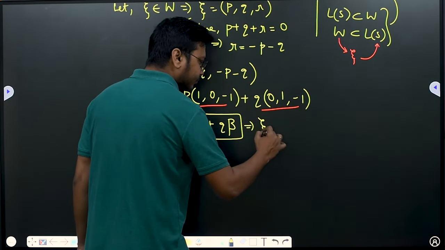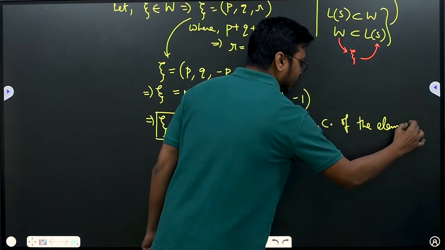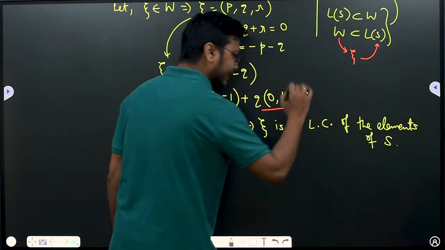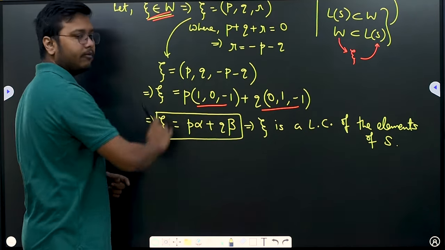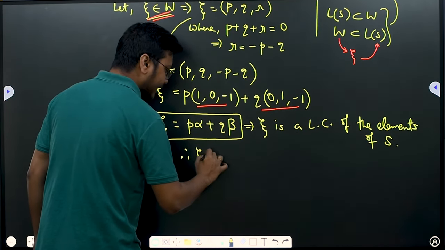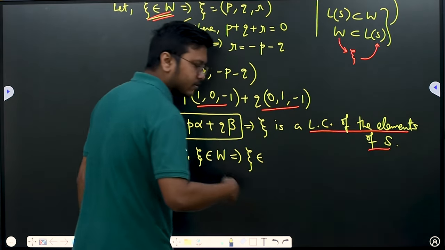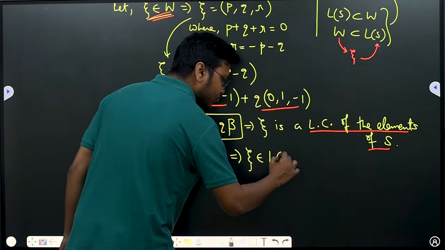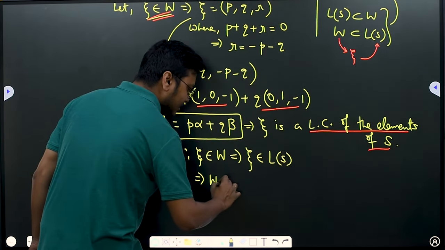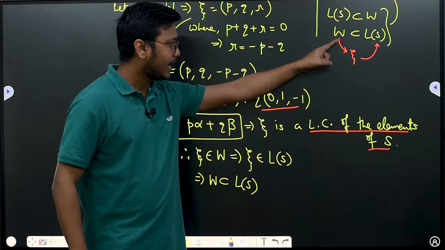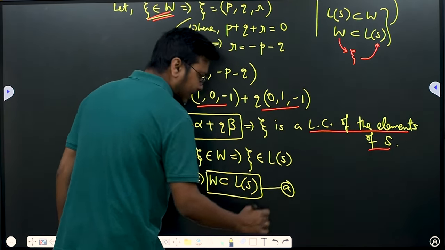So from here I can say Jai is a linear combination of the elements of the capital S set. Now I had taken Jai from where? I had taken Jai from W. So therefore Jai taken from W implies Jai is a linear combination of the elements of S. Now what does that mean? That means that Jai belongs to L of S. So Jai belongs to W implies Jai belongs to L of S. So W is a subset of L of S, the thing which I was talking about, has happened. Let's call this point number A.